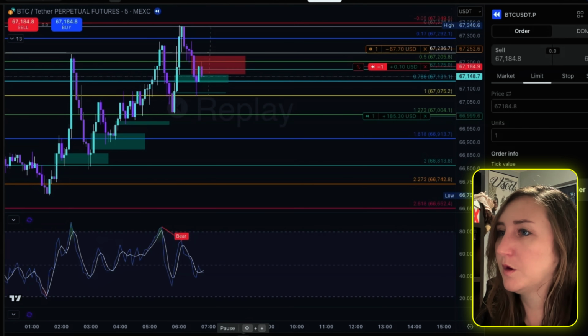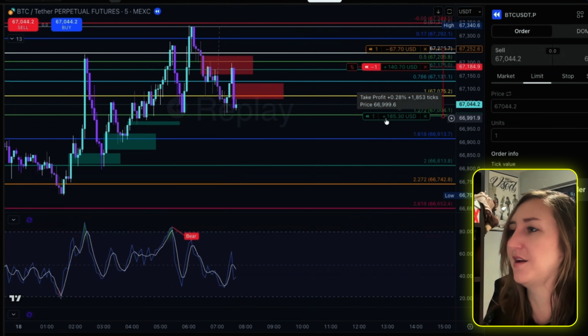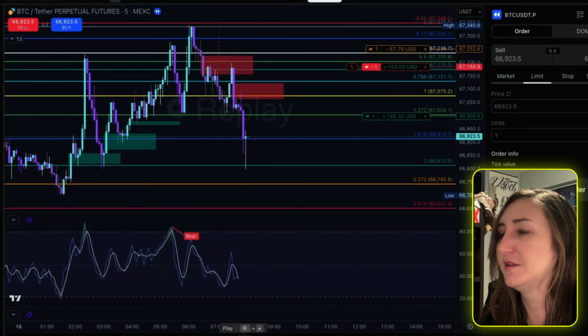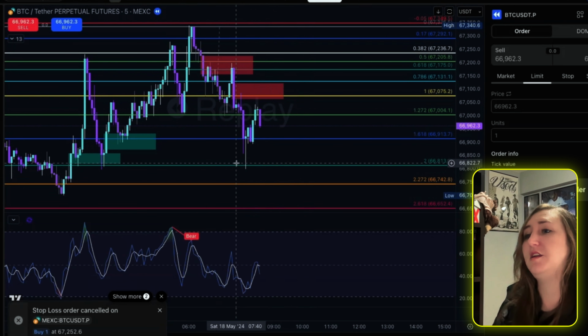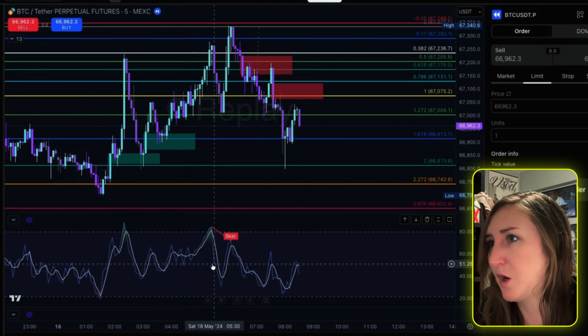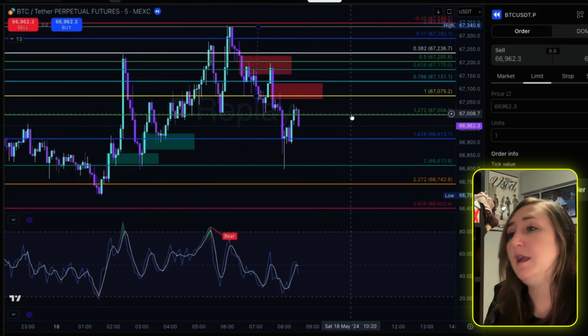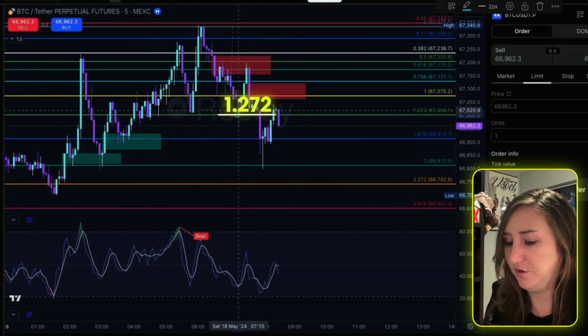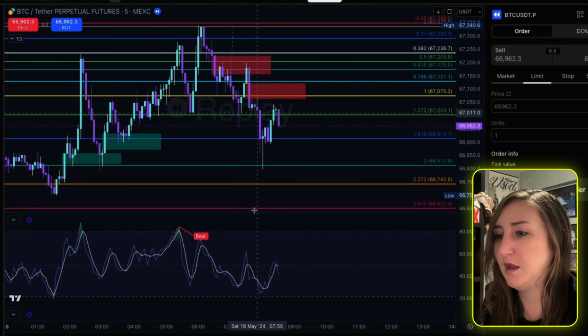So we'll play it forward. I don't know why that didn't wick us out. Oh, I had it down a little bit. But it did hit 1.272 there, even 1.618, even 2. So those are the fib lines you're looking for. Perfect little random bar replay example. And we came exactly down to our 1.272 here before shooting up again, right?